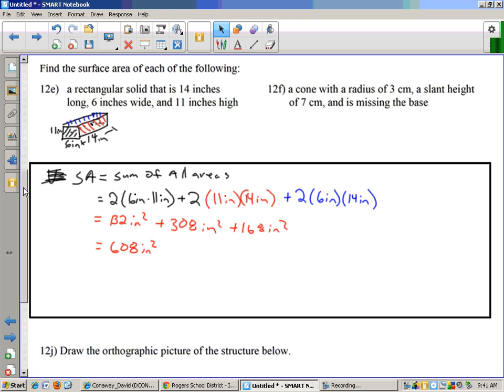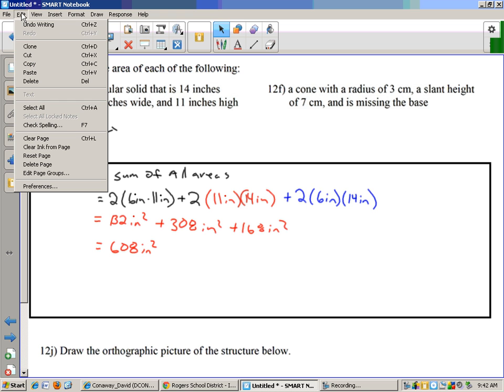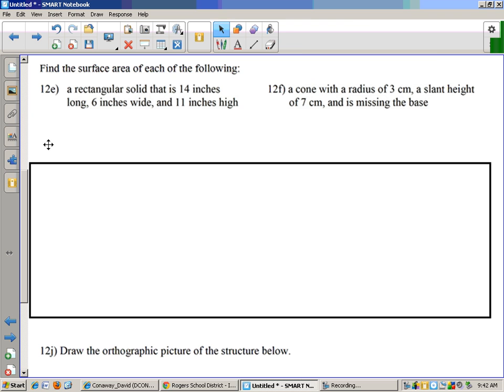12F, a cone with radius of 3 centimeters, a slant height of 7 centimeters, and is missing the base. Nice little catch there, missing the base. We got to make sure we take care of that. Wow, okay, so I must have printed from a different version than I happen to have here. I think I opened this straight from my hard drive and not from the email that they sent me. So this one, let me know if there's any other things that come up that are different. So I'm gonna make sure I change that.